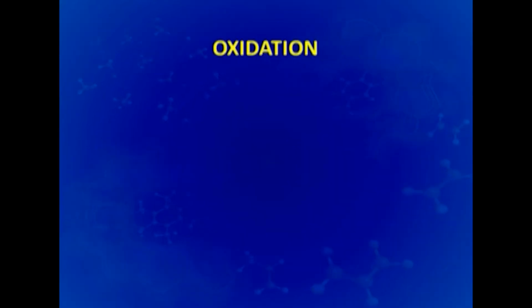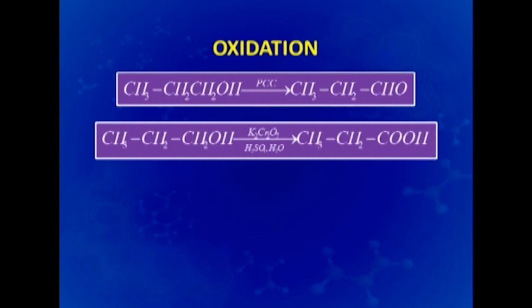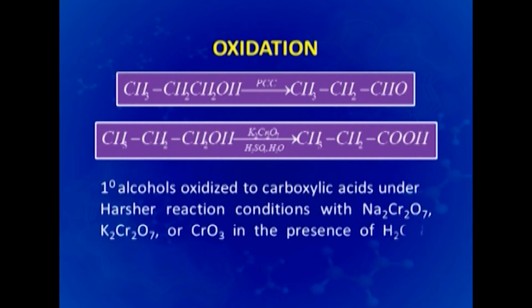So, this is the example reaction of the oxidation of primary alcohols with pyridinium chlorochromate, and the second one is with potassium dichromate, that is, primary alcohols oxidize to carboxylic acid under harsher reaction conditions with sodium dichromate or potassium dichromate or chromium oxide in the presence of water as well as sulfuric acid.